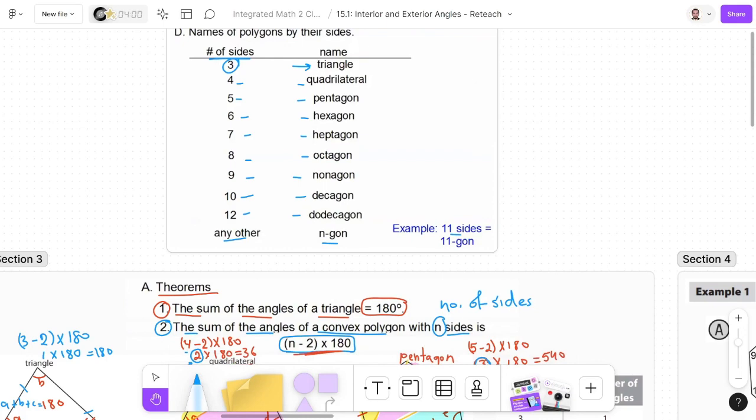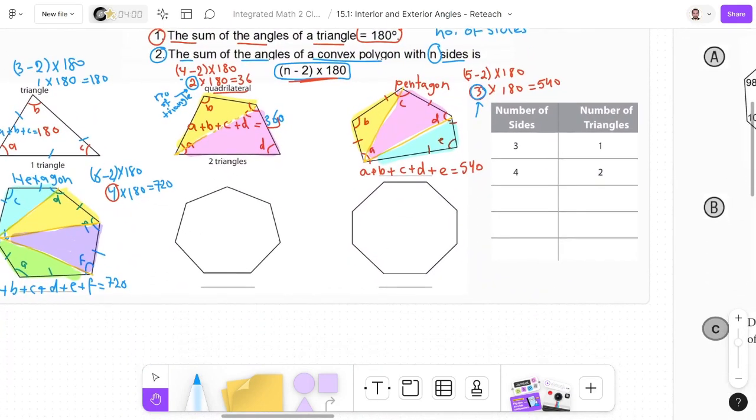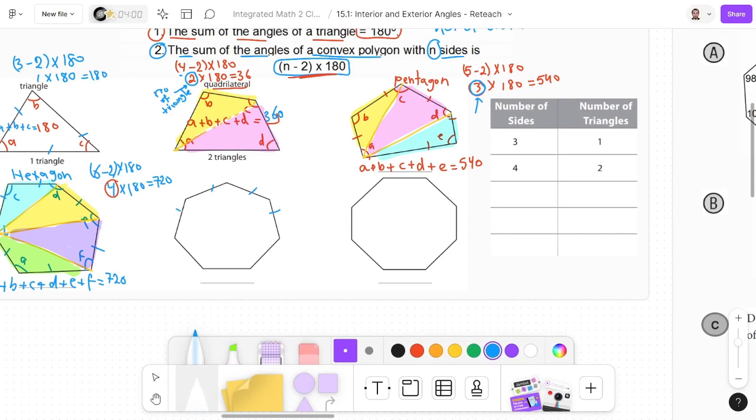When we have seven sides here, as you can see, I have one, two, three, four, five, six, seven. So seven sides. This one is a heptagon. So the heptagon is 7 minus 2, multiplied by 180. We get 5 times 180, which is equal to 900.